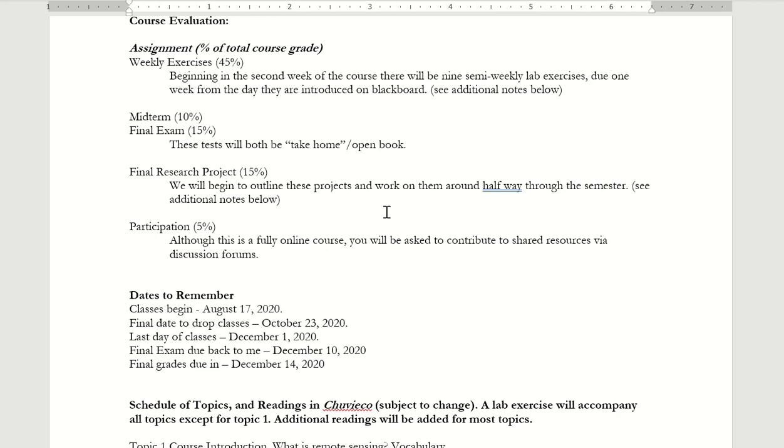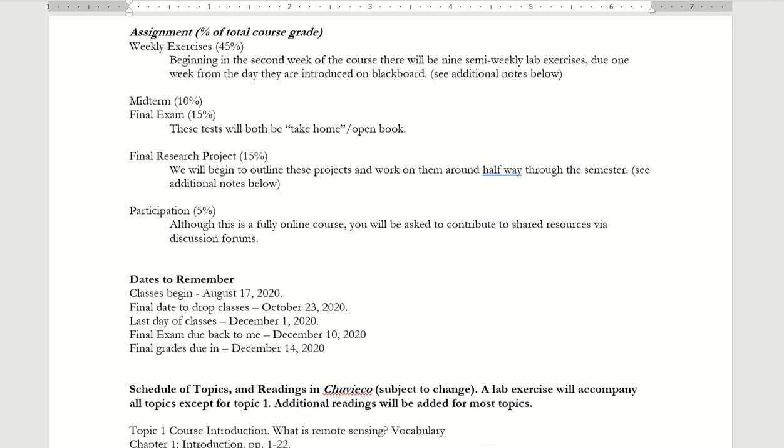We'll have our good theoretical grounding and we're starting to learn about more and more sensor systems and data sources, data products that are out there. And then we'll have some time toward the end of the course when we really are able to dedicate quite a bit of effort to those projects. And finally, a little bit of participation in the grade, because although it is a fully online course, I am going to ask you to contribute to some shared resources via discussion forums on that course.